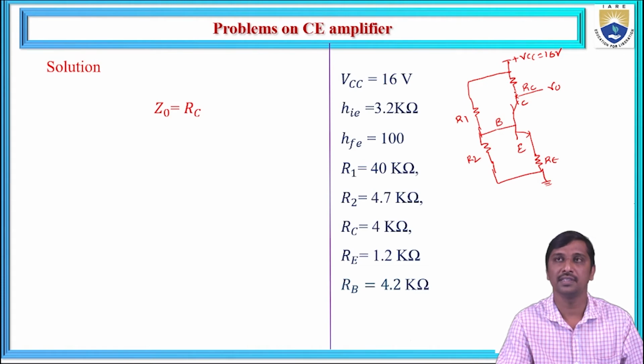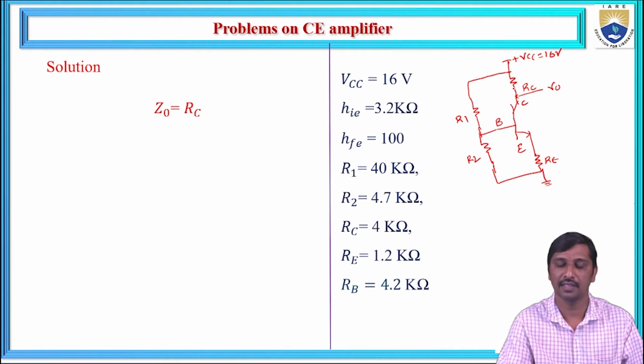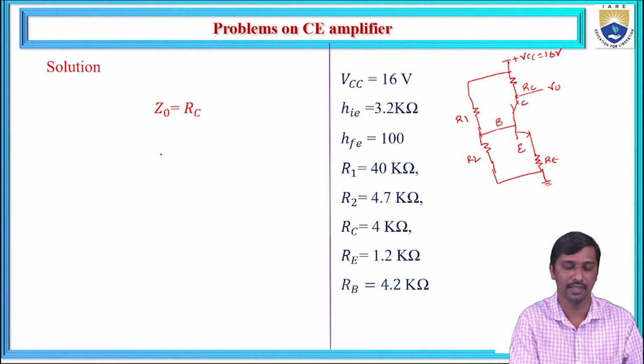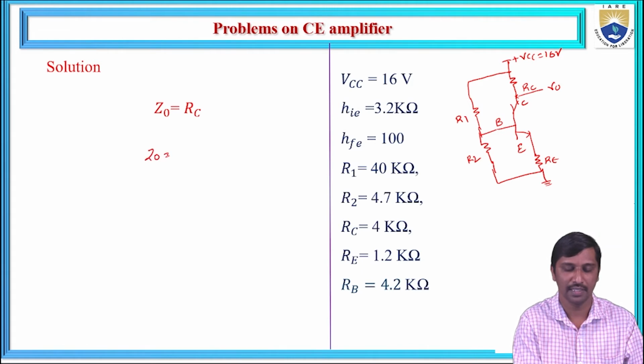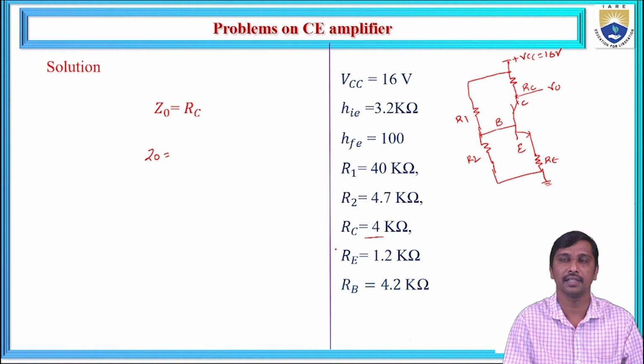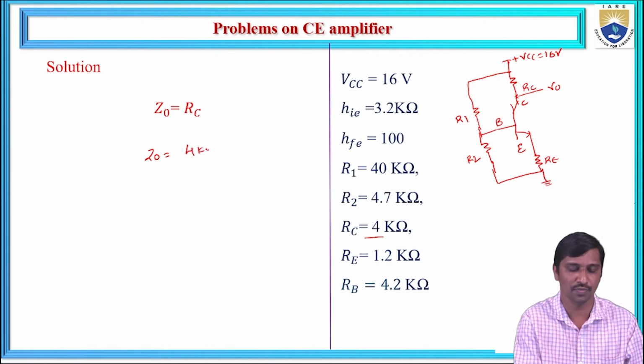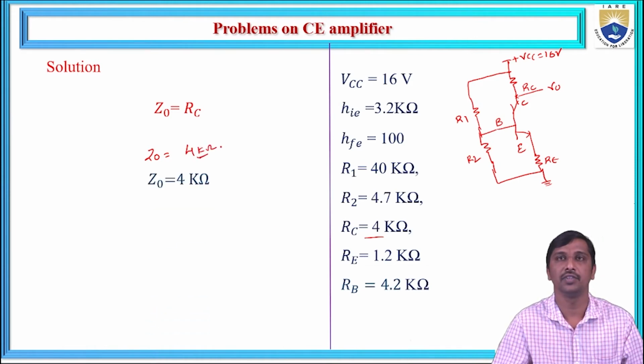From this equivalent circuit, from the H model analysis, the output impedance is exactly equal to the collector resistance. Hence, we know that simply Z0 is RC, and in the problem statement they have given that the collector resistance is 4 kilo ohms. So Z0 is 4 kilo ohms.